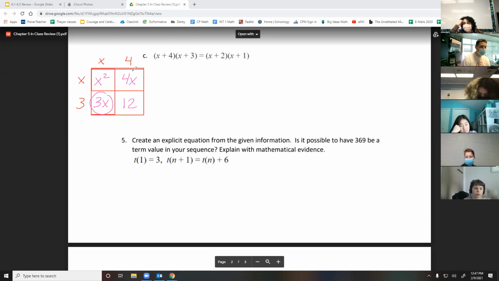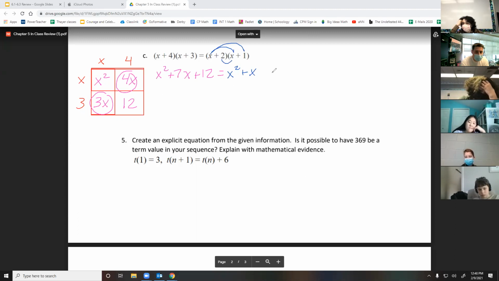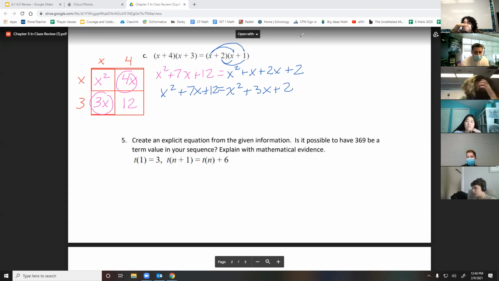Now you can combine these like terms. So on the left side, you'll have x squared plus 7x plus 12 equals, let's use the distributive property on this side. So x times x times 1, 2 times x, and 2 times 1. And you can combine that to make 3x plus 2. Okay, so here's the cool thing. Those x squared, since they're both the same on both sides, those just cancel out. So those are gone. You can move them by subtracting, or you can just cross them out.